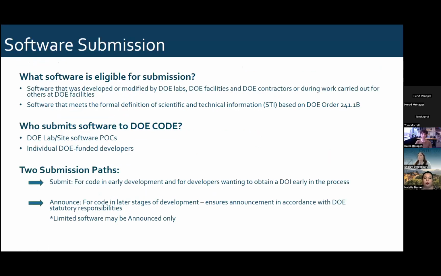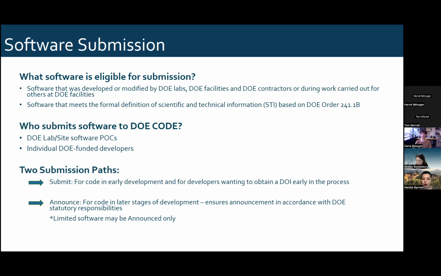So what kind of software is eligible for submission? So it is software that was developed or modified by DOE Labs, and then software that meets the formal definition of scientific and technical information based on this DOE order. The DOE lab and site software POCs, individual DOE funded developers are the ones who submit this software to DOE Code. And there are actually two paths that you can take to provide this software. There's a submission path and an announcement path.